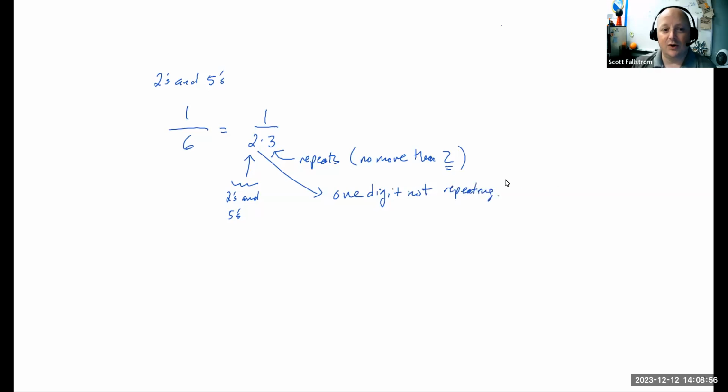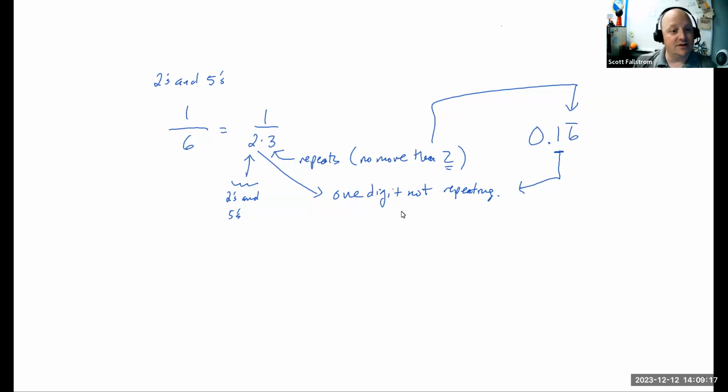Okay. And you could actually check this 1/6. If you do the division, it turns out to be 0.166666666. So one digit repeating, which matches the no more than 2, and there is 1 digit that is not repeating. That's where that one comes in.